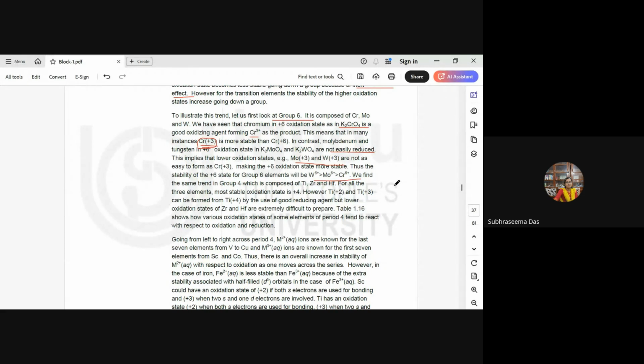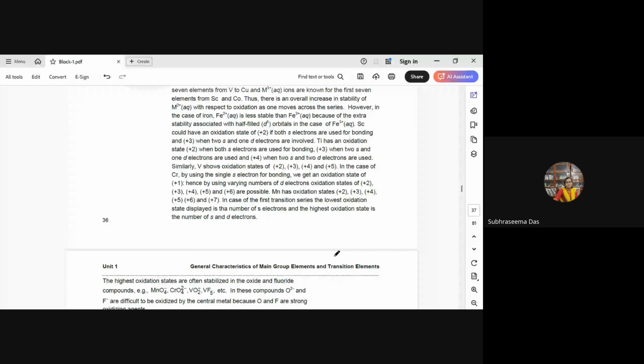This trend is also found for group 4, which consists of titanium, zirconium, and hafnium. So we can see that various oxidation states react to various environments of oxidation and reduction.